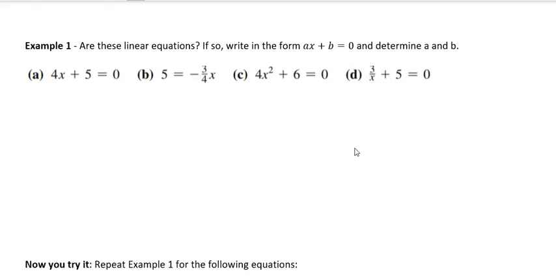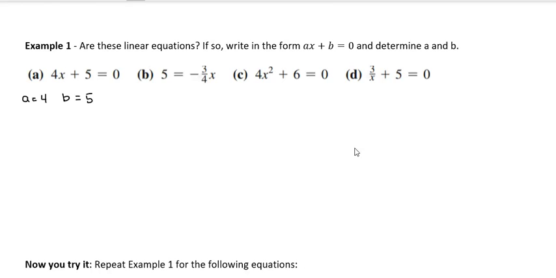The answer is yes, it is linear. And it's already written in the correct form. It's ax plus b equals 0. So a equals 4 and b equals 5. That one's pretty straightforward. All right, the next one, is this linear? And yes, it is. It is linear. X is not raised to a power. It's not in a denominator. It's just multiplied by a fraction, but it's not in the denominator, and it's not in a radical. So it is a linear equation.